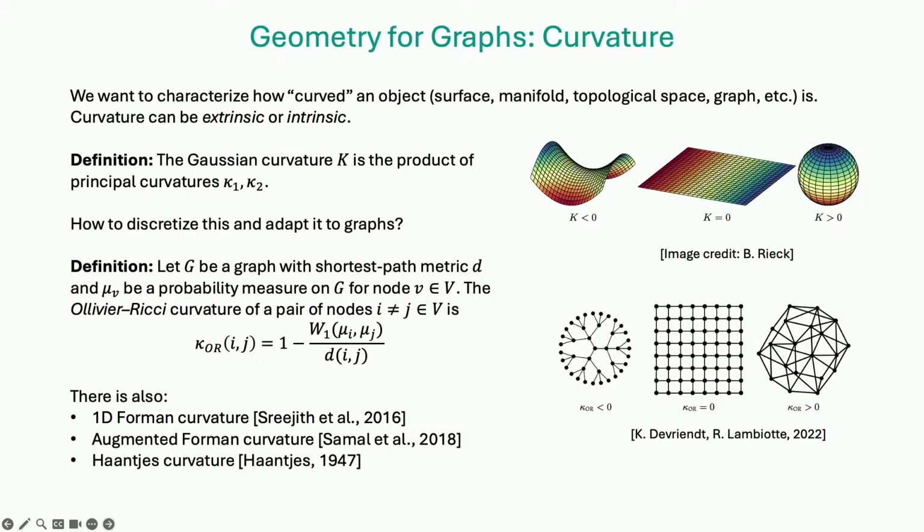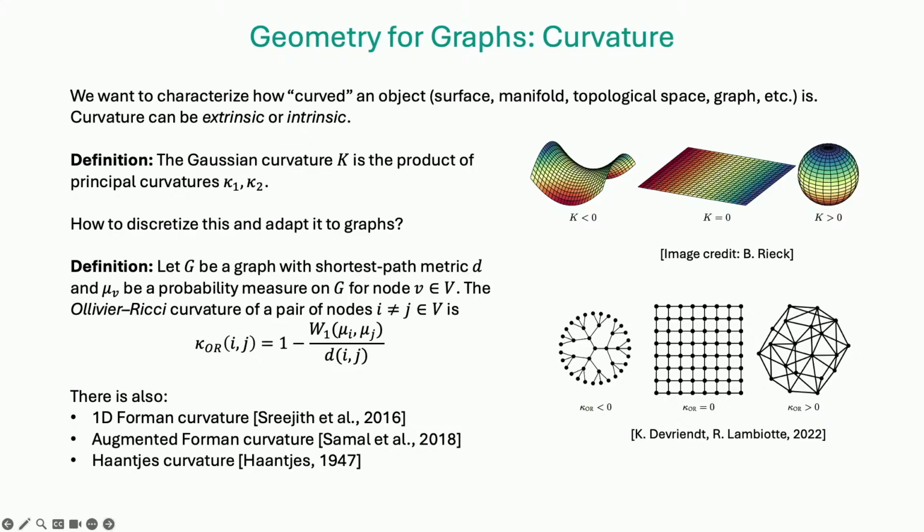And you can see how, going from the Gaussian curvature below, you can adapt it to this graph setting here with these kinds of pictures, where the idea now is that flatness corresponds to lattices. The hyperbolic structure would be something in terms of trees, and then you can have simplicial complexes for positive curvature, things like that. So Olivier-Ricci is probably one of the most famous curvatures, but there are also other discrete curvatures that have been studied very actively by the community.